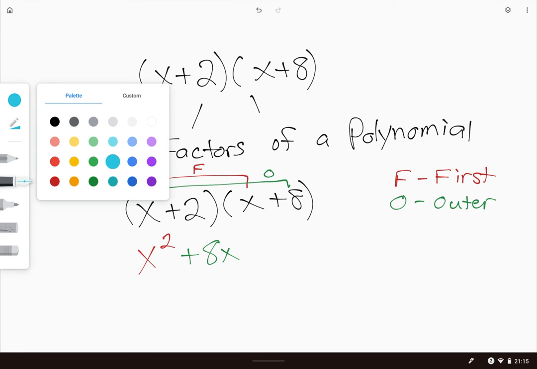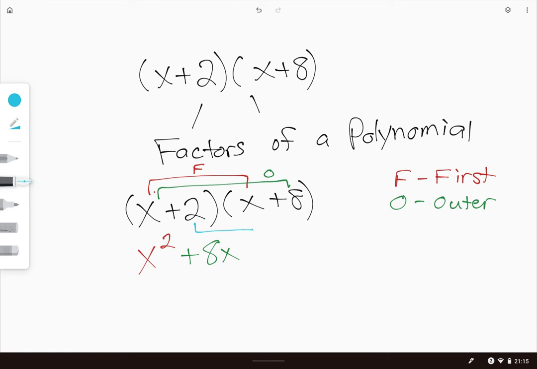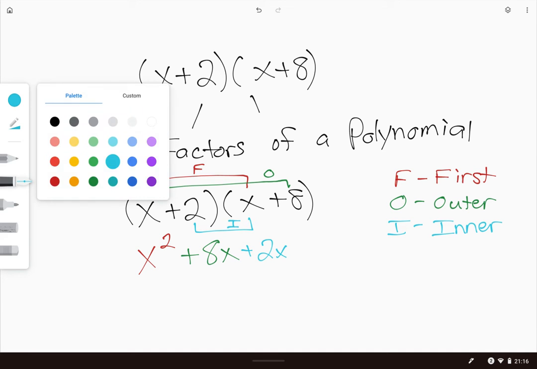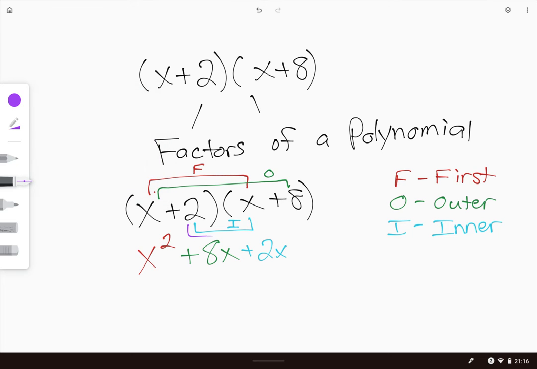Then the next thing that I'm going to do is multiply my two inner terms of the parentheses. So 2 times x is 2x. Then the final thing I'm going to do is multiply these last terms of the parentheses. So 2 times 8 is 16. So once I've done that, I have x squared plus 8x plus 2x plus 16.